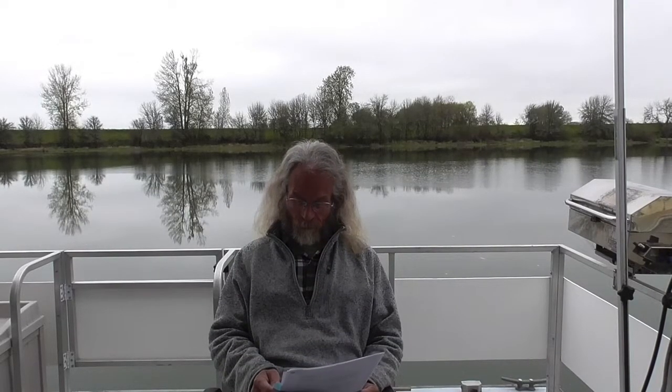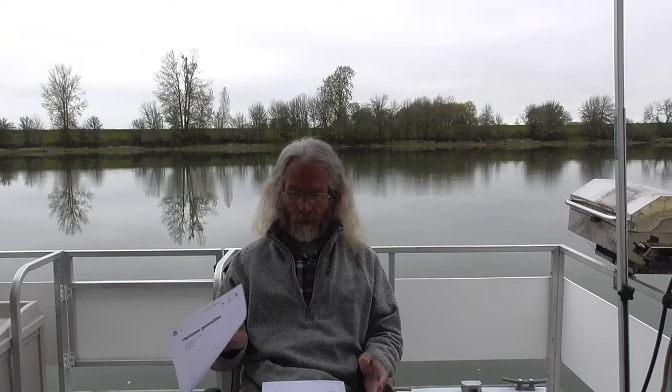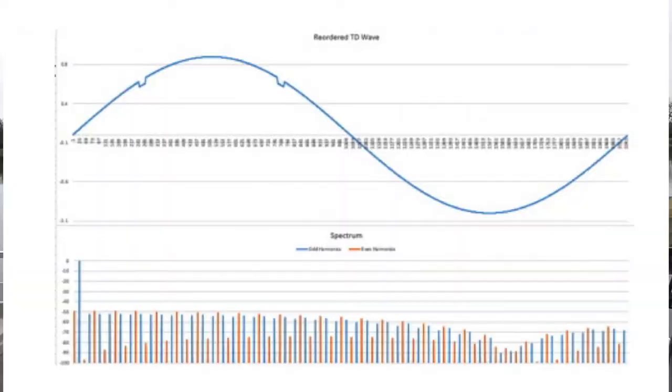Let me talk to you about this cool article that I wrote. It's called Harmonic Generalities, and it's kind of fun. Now notice in this sine wave, I've done a symmetrical distortion, so I'm punching it down at, I think, 45 degrees, and punching it up at 45 degrees, and the spectrum shows you only get odd harmonics. And why is that? I claim that the even harmonics are canceled out because the two distortions are symmetrical. Now, let's do one where I distort just one side, okay?